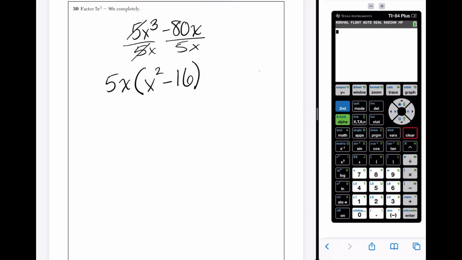And I noticed something. I have perfect squares. So I'm going to use my dots method for this one, because x squared is a perfect square and 16 is a perfect square. So I can rewrite this as x plus 4 and x minus 4. So I can put this in here. And there you have it, because x squared is x times x, and negative 16 is a positive 4 and a negative 4. So I can have this as my final answer. Hit pause and jot this down into your notes.